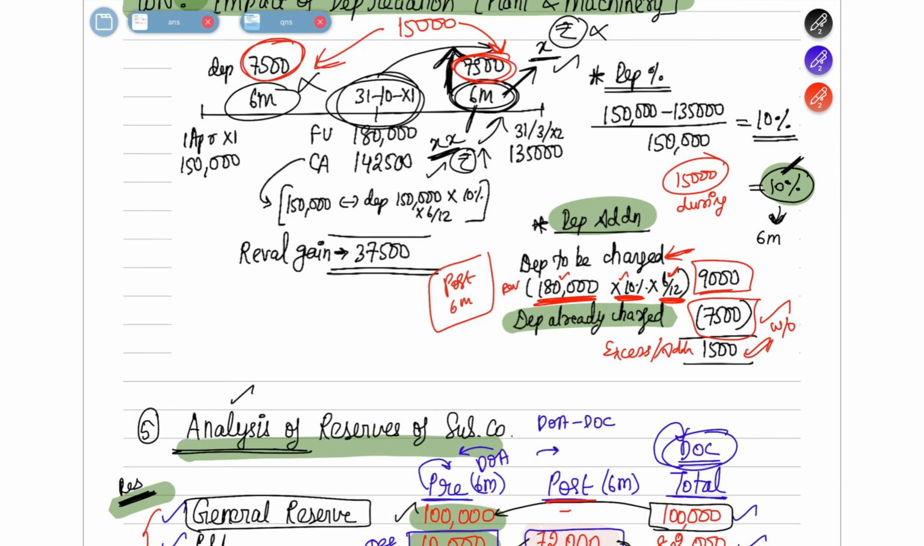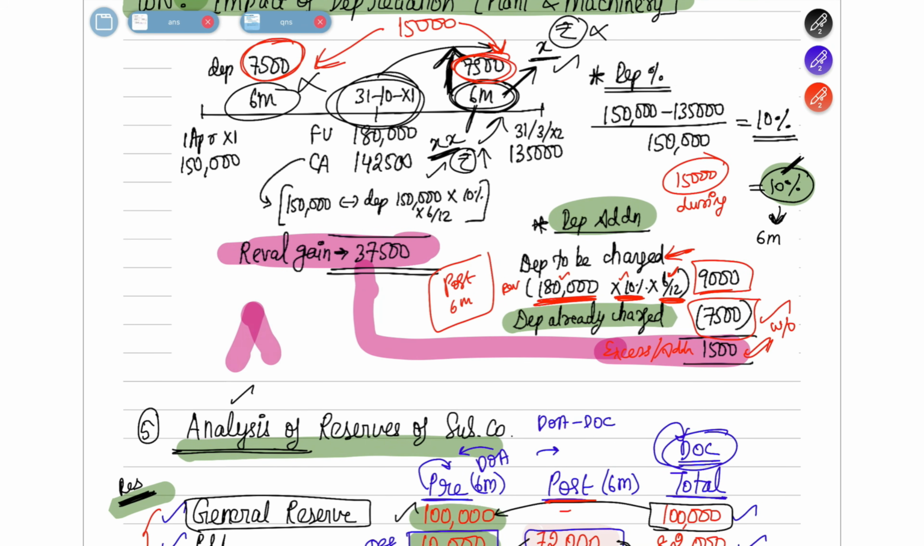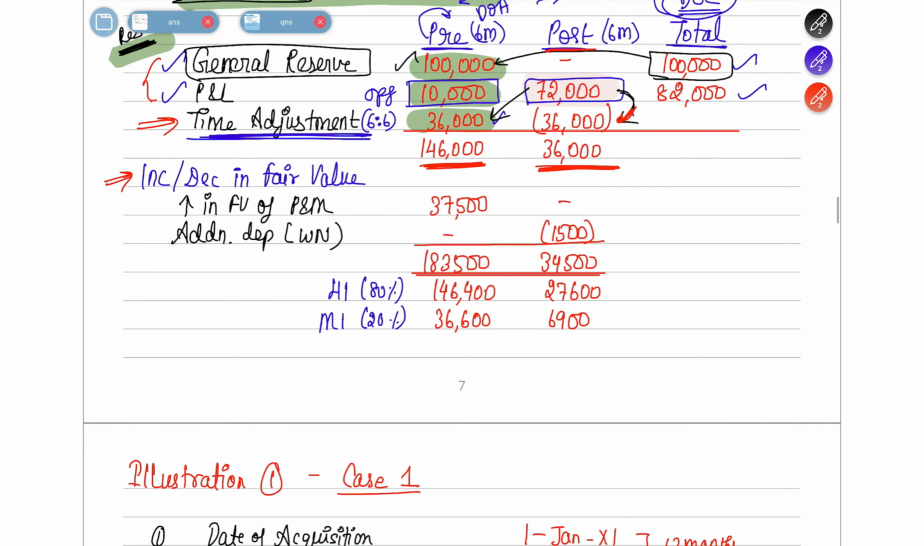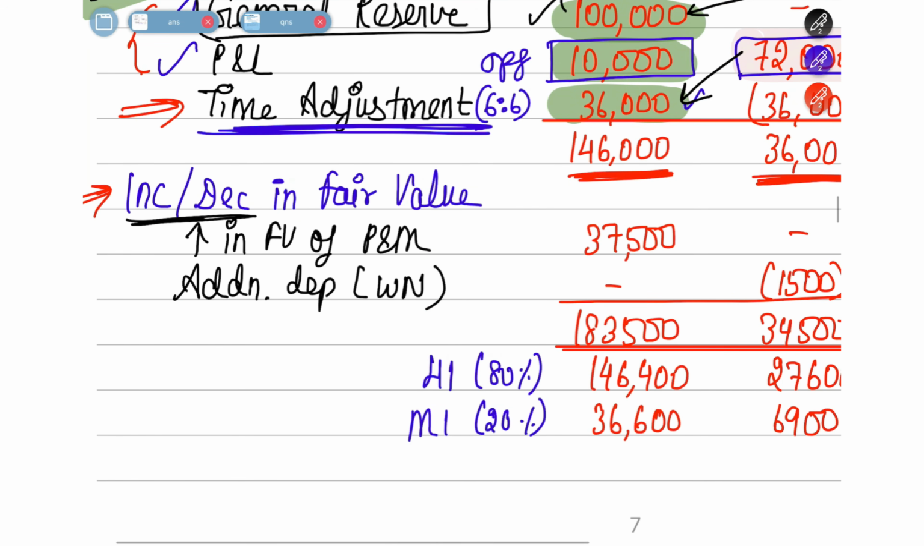So now you have to take the effect of this revaluation gain of 37,500 and the additional depreciation of 1,500, and give both effects in the analysis of profits statement, or the analysis of profits step. Okay, yes. So now let's go to this. Due to the increase in fair value, first you will write the increase in fair value of plant and machinery, and that increase amount you will always write in the pre-period. This I have already told you in the concepts video.